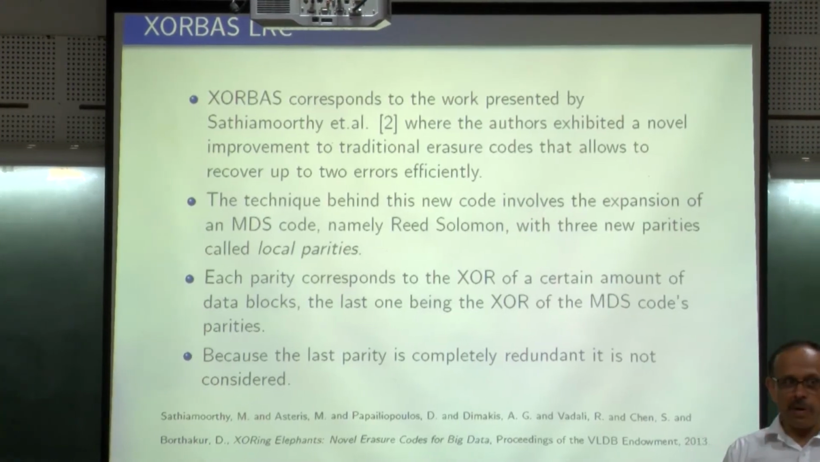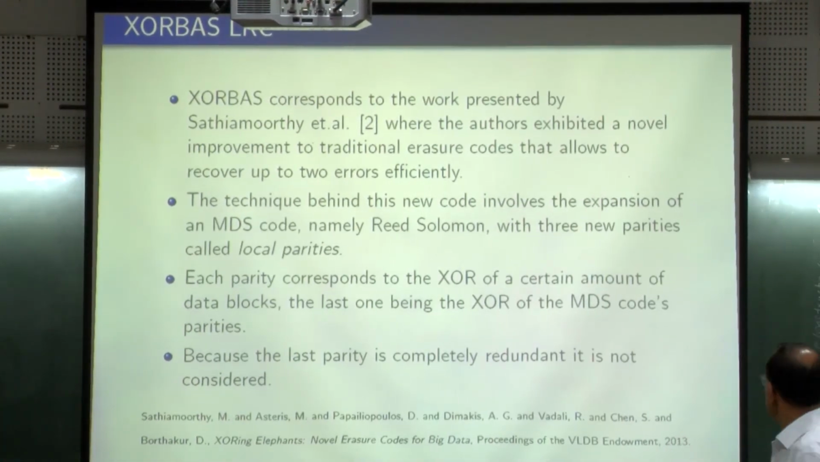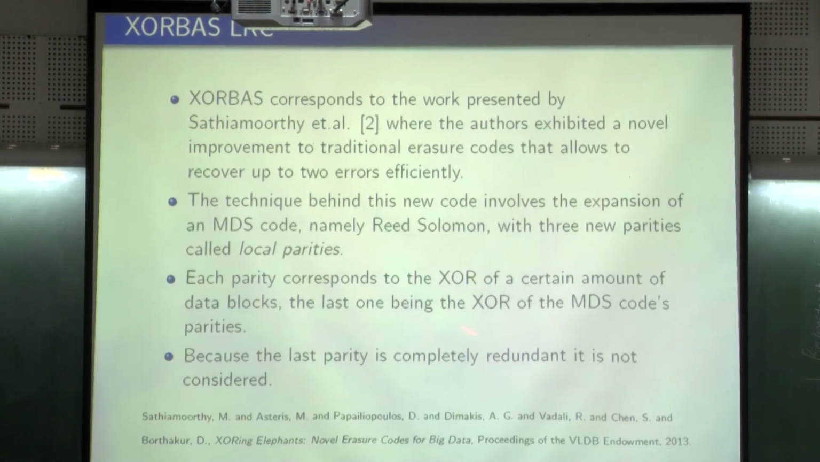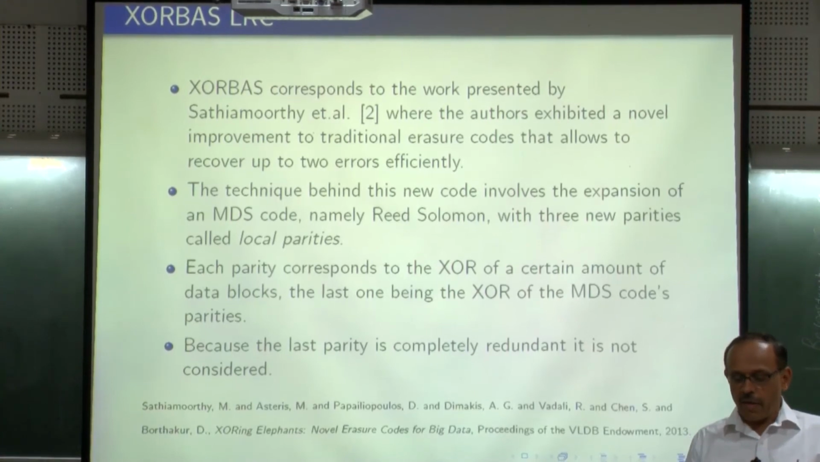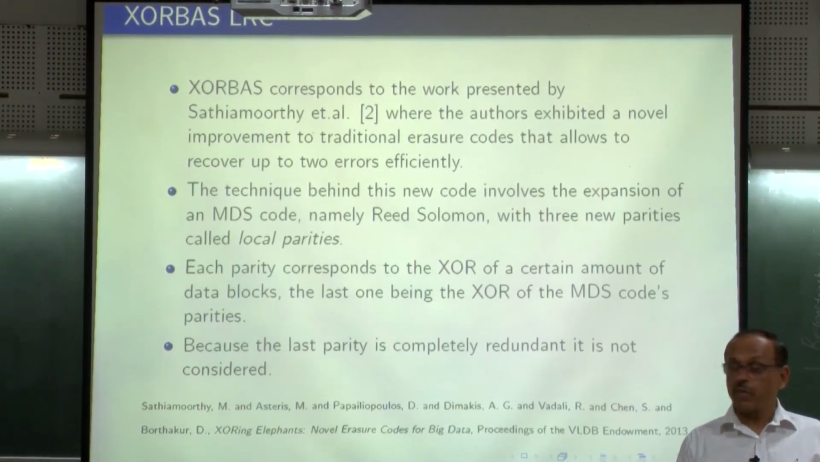In Windows Azure, they were using the (9,6) code, that is 6+3, using RS codes, and they tried to improve on these, whereas Sorbos comes out of the Facebook development, which was using the (14,10) Reed-Solomon code.